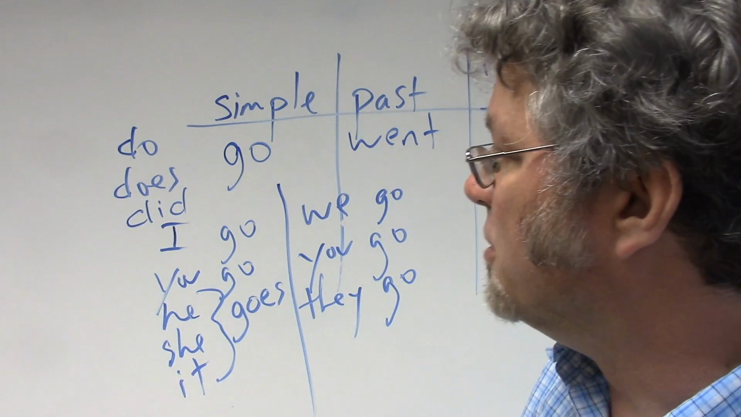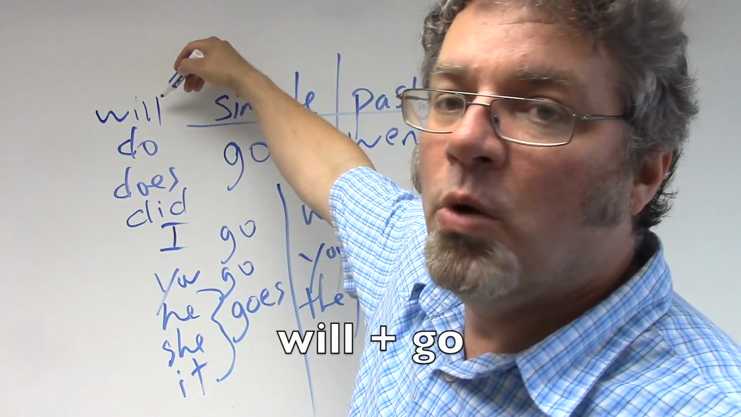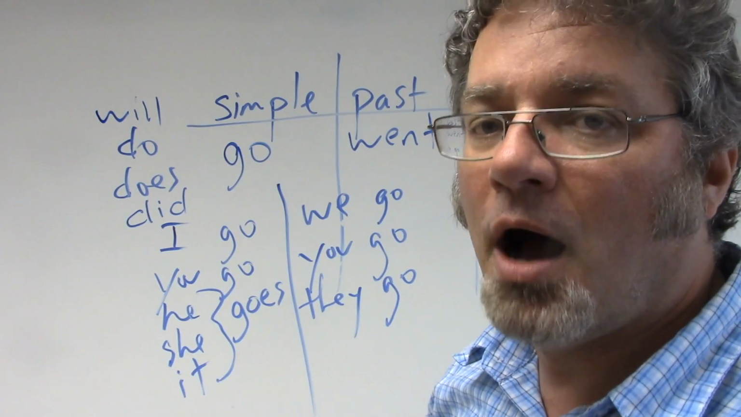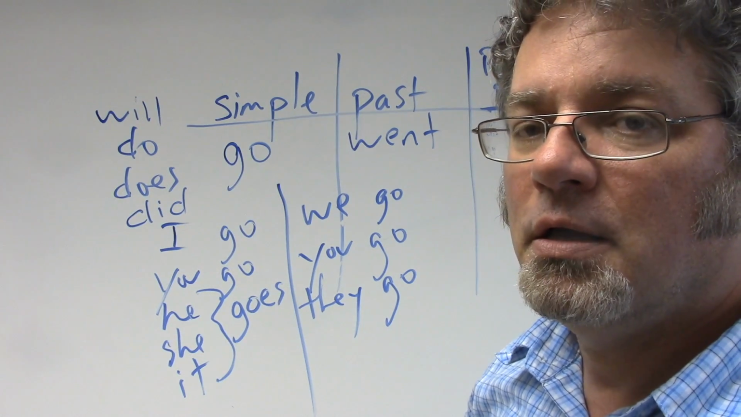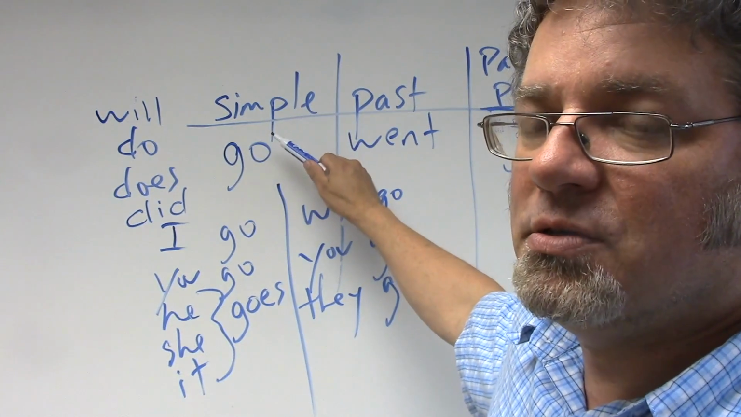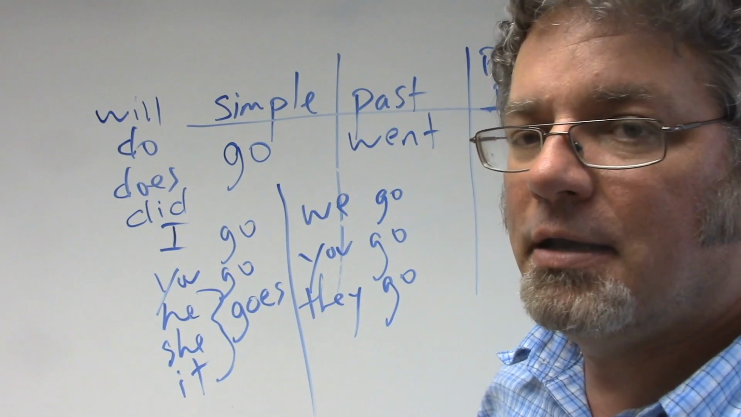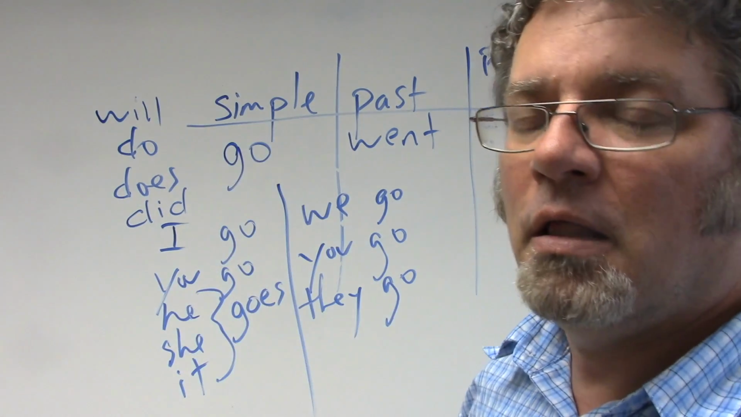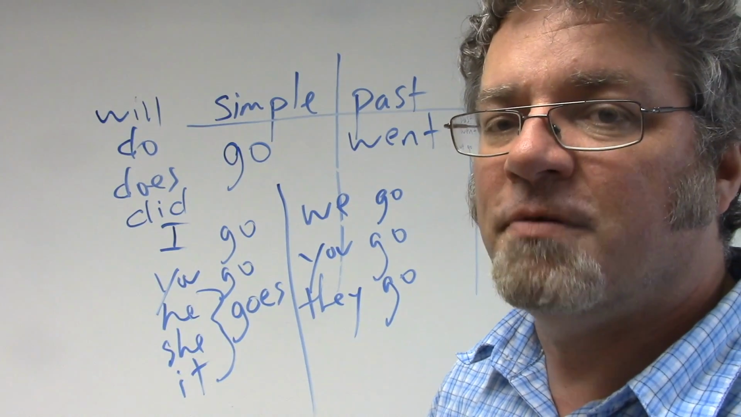And for the future, simply use the modal verb will with the simple form. I will go, you will go, he will go, she will go. So you can see how important an understanding of a simple form is when you're making questions or negatives. And in most cases, students understand the simple form fairly well before they move on to study the other types of verb tenses.